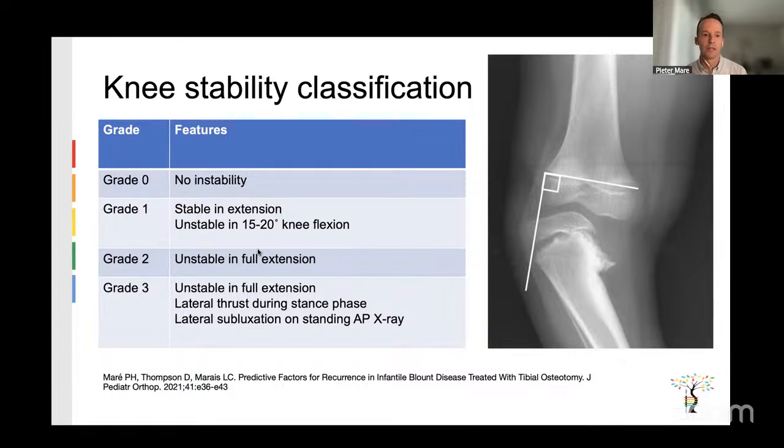And then in grade 3, in addition to being unstable in full extension, there's also the lateral thrust, which is observable during the stance phase of gait, or maybe measurable on the standing AP X-ray. And that is an X-ray example just showing that.